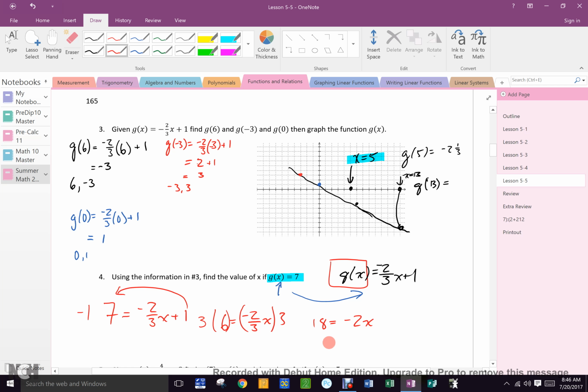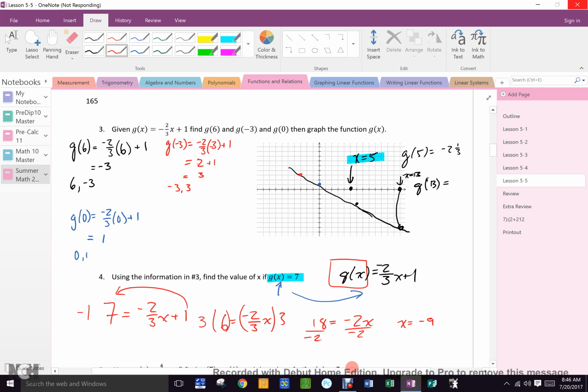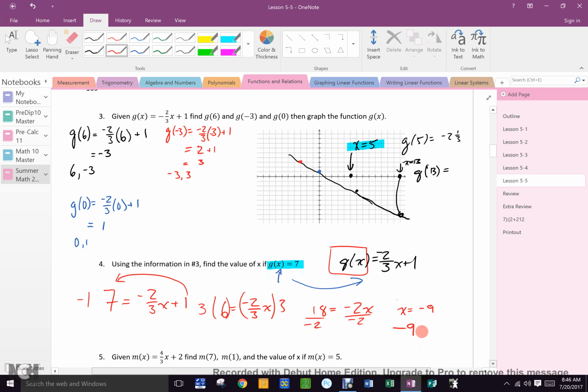Now what? Divide by what? Negative 2. So x equals what? Negative 9. What's the ordered pair here? Negative 9, 7. And does that make sense? When I go over all the way to negative 9, I should be up here somewhere, shouldn't I? Is everybody good? All right.